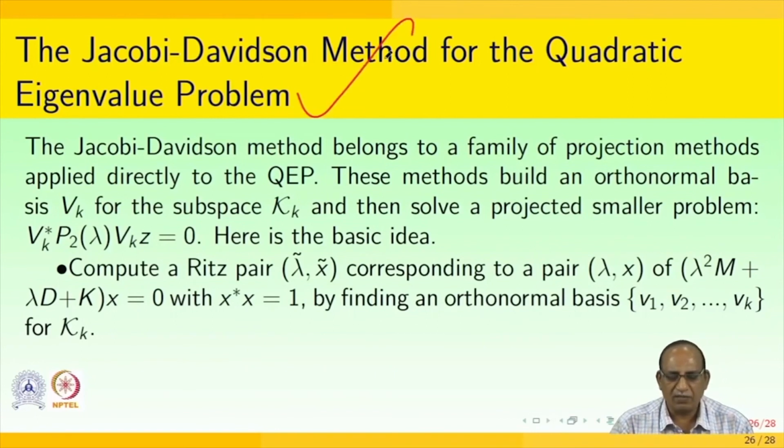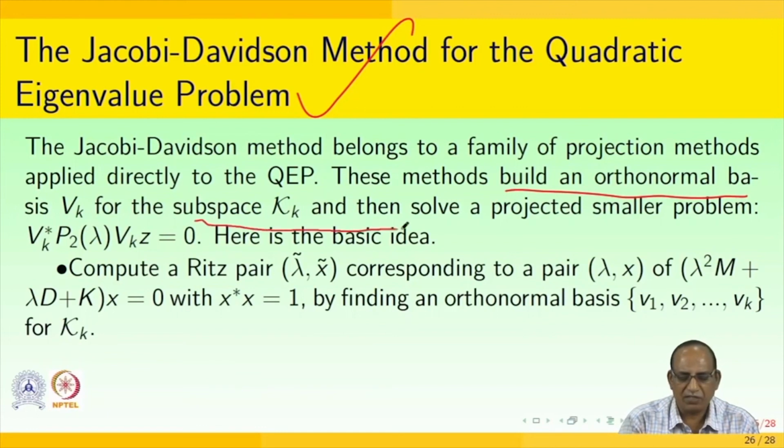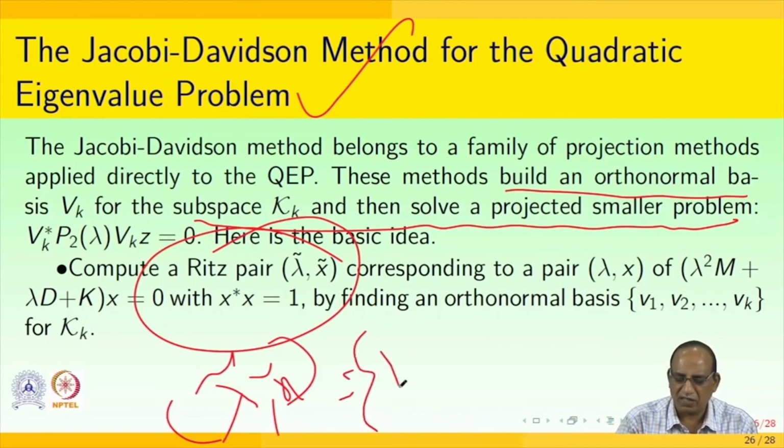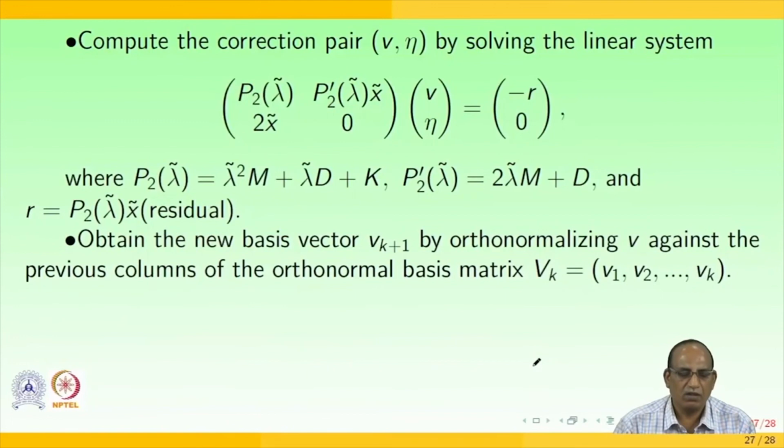The Jacobi-Davidson method for the quadratic eigenvalue problem. The Jacobi-Davidson method belongs to a family of projection methods applied directly to the QEP. These methods build an orthonormal basis V_k for the subspace and then solve a projected smaller problem, computing the Ritz pairs, that is, lambda_k and x hat. So you get the basis vectors V1, V2, up to Vk. Compute the correction pair v and eta by solving the linear system like this.